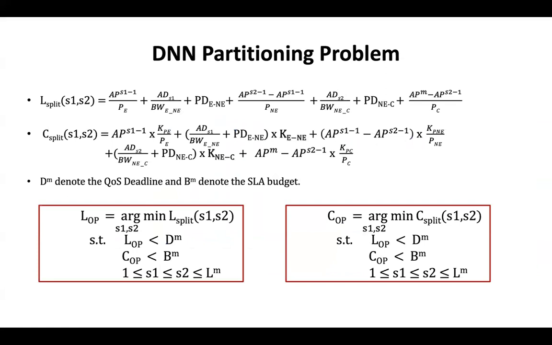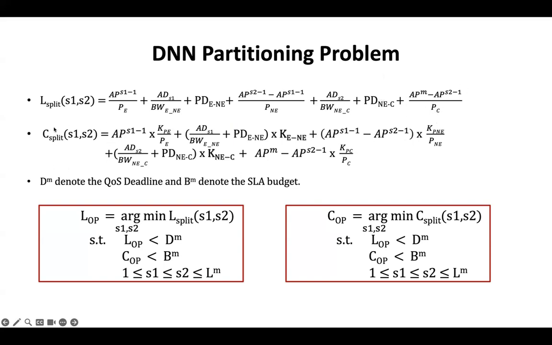So now I'll pose the DNN partitioning problem. The first equation shows the latency of splitting the model into two partitions, S1 and S2, where S1 minus 1 layers are on the edge, and then the data for layer S1 is transmitted to near edge, and then the remaining layers from S1 to S2 minus 1 are processed on near edge, and then layer S2 is transmitted to the cloud and the remaining is processed on the cloud.